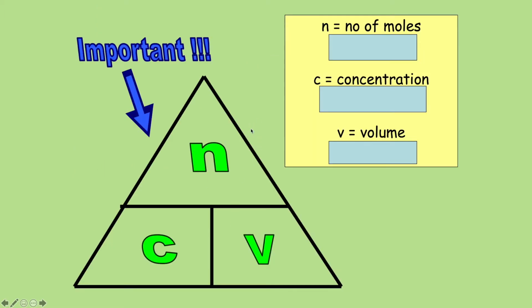Okay, this is the triangle that we are going to look at today. It has three letters in it, but it is the same structure as the one that you've seen previously. Now, N stands for our number of moles, C stands for concentration, and V stands for volume. So number of moles is measured in moles, we've seen this already. Volume is measured in litres.